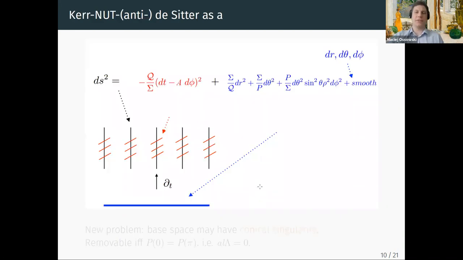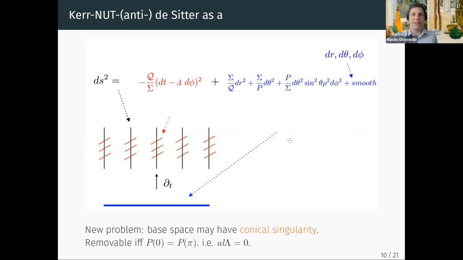So we take a wild guess when looking at the Kerr-NUT metric in the form I have shown, and we try to decompose it by similarity to Taub-NUT. So this dt minus the singular one-form serves as a connection one-form, and the rest as a metric on the base space. But here we actually encounter something that wasn't present before. The base space has a conical singularity.